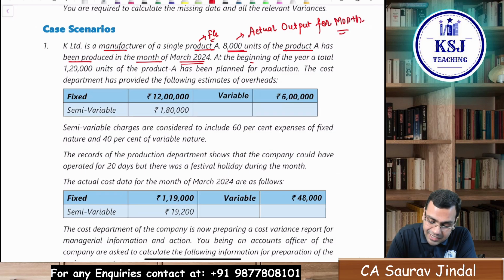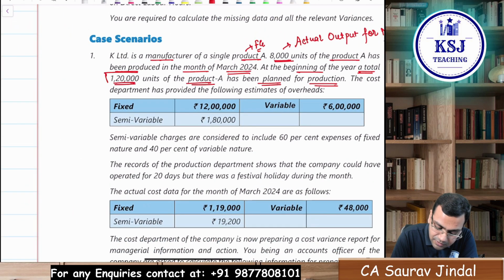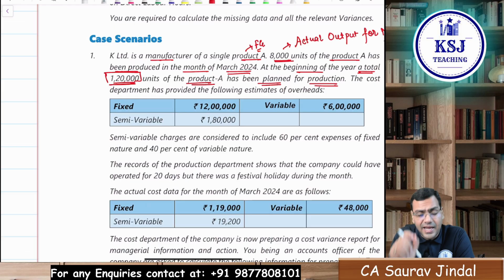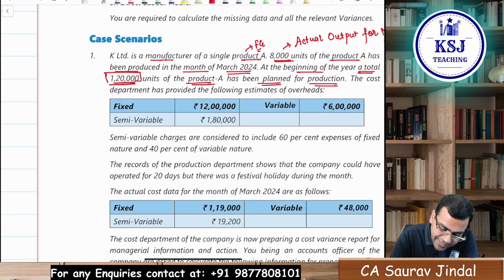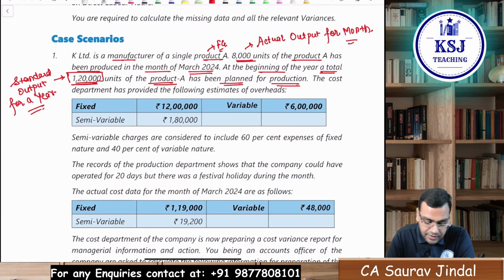At the beginning of the year, a total of 1,20,000 units of product A has been planned for production. Now, what is this 1,20,000, sir? It is your planning at the beginning of the year. Can I call it the standard output? Yes, I can call it the standard output for a year.